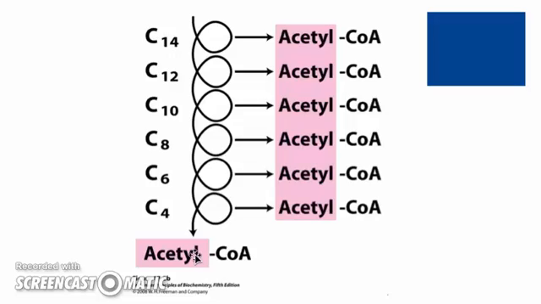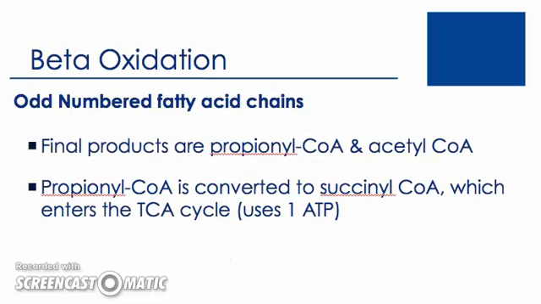Krebs cycle. Odd-numbered fatty acid chains are unique in that the last beta oxidation cycle begins with a 5-carbon fatty acid chain. From this 5-carbon fatty acid chain, there is a cleavage of an acetyl-CoA, leaving then a 3-carbon molecule, the propionyl-CoA.